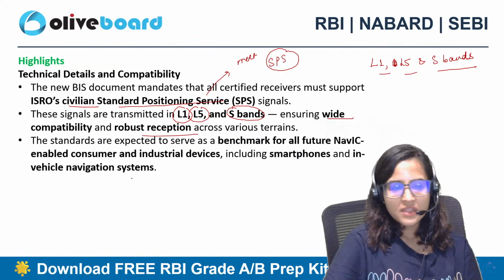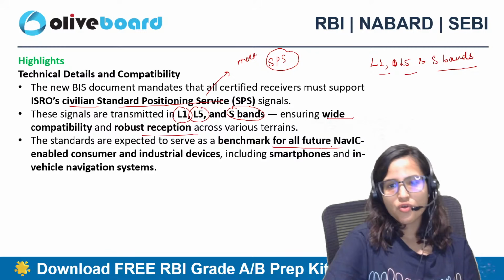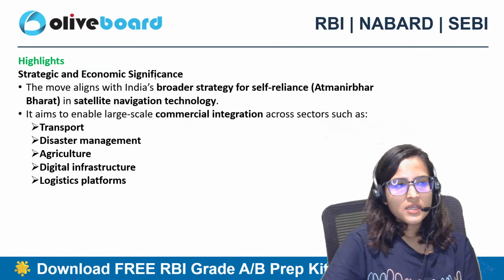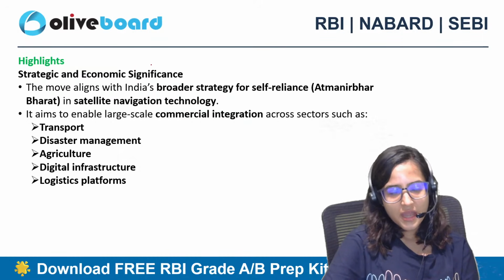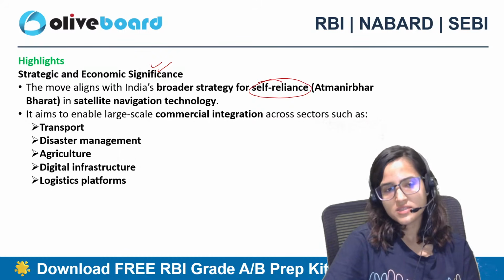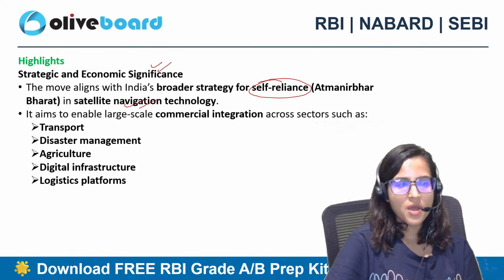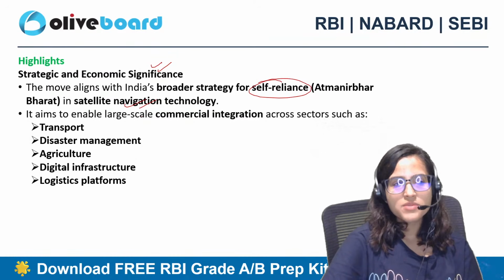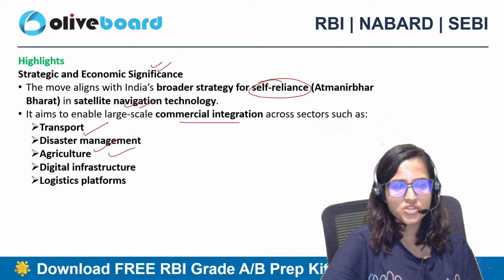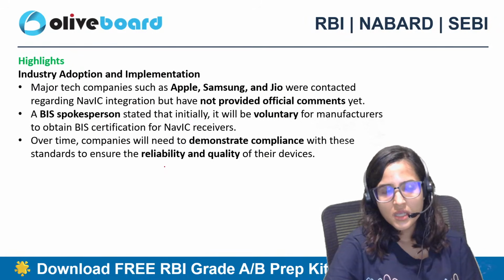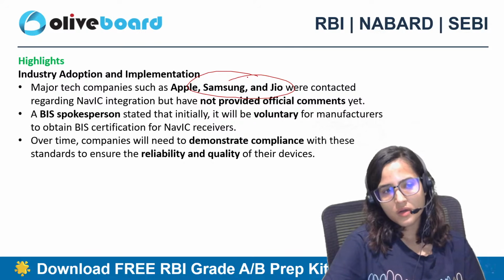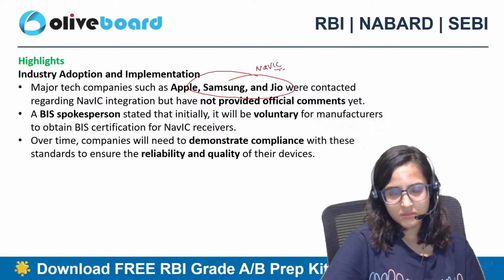Okay, these standards are expected to serve as a benchmark for all future NavIC enabled consumer and industrial devices. Then, if I talk about strategic and economic significance, the move aligns with India's broader strategy for self-reliance, Atmanirbhar Bharat. We want to become self-reliant, and the aim is to enable large-scale commercial integration across sectors like transport, disaster management, agriculture, digital infrastructure, logistics platforms. And major tech companies like Apple, Samsung, Jio are going to bring NavIC into their devices.